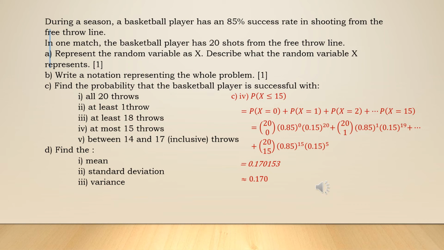Or the easiest way, of course, is using your GDC. You go to binomial CDF because this is cumulative. Your lower limit will be 0 and the upper limit will be equal to 15. The answer is 0.170153, and then we round our final answer to three significant digits. That's approximately equal to 0.170.